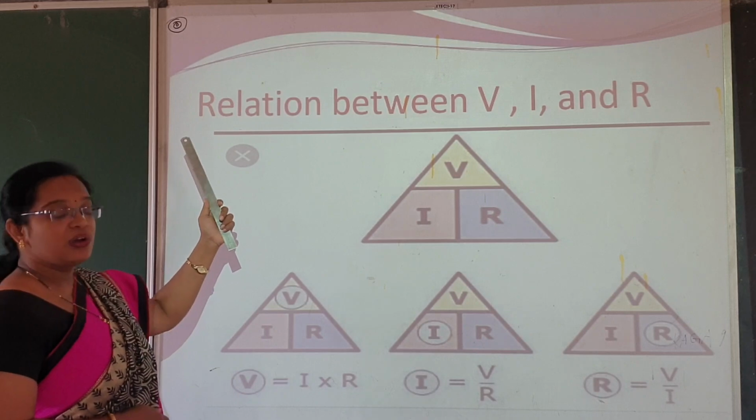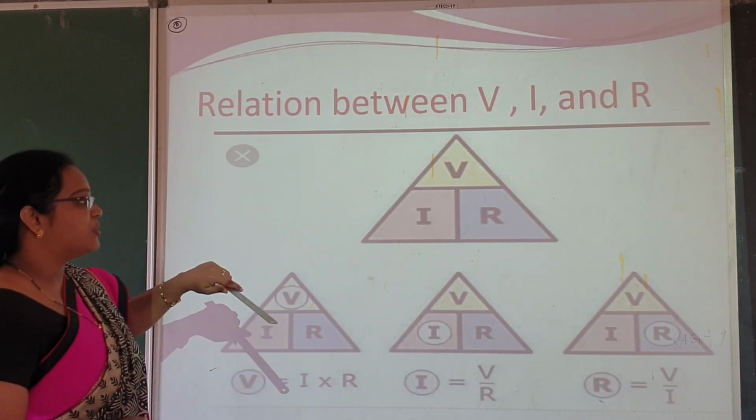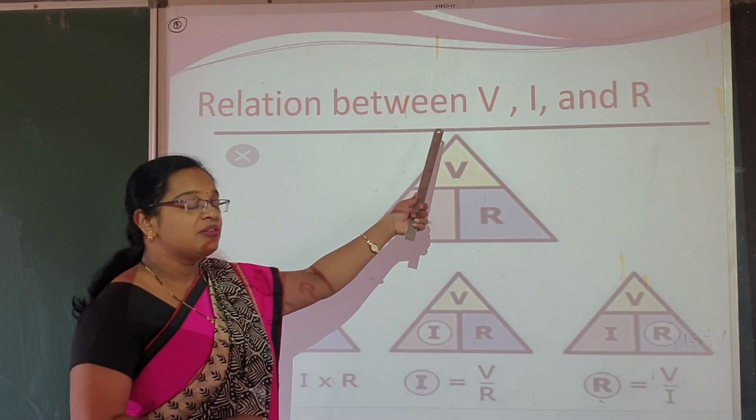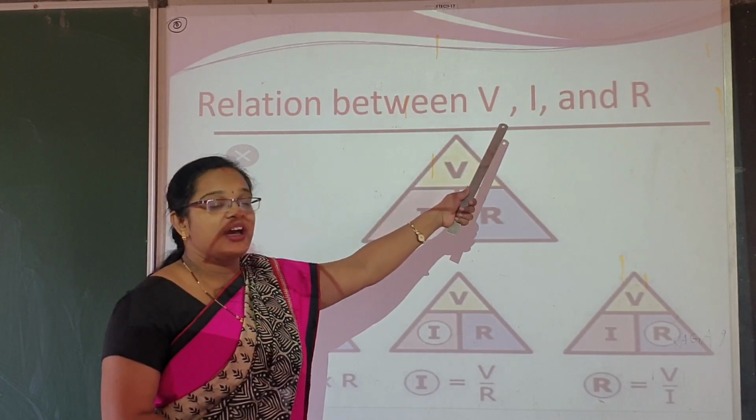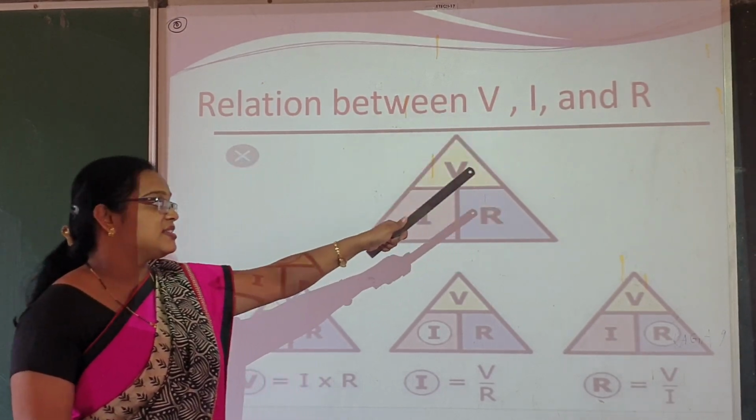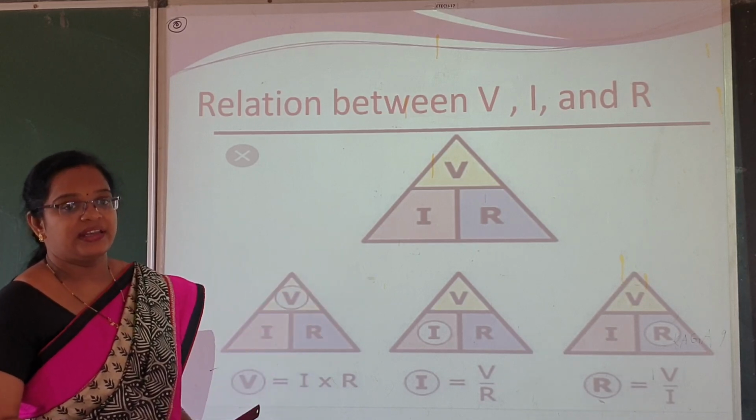You know that by Ohm's law, all these three: V means potential difference, I means current, and R is resistance. How are all three related?